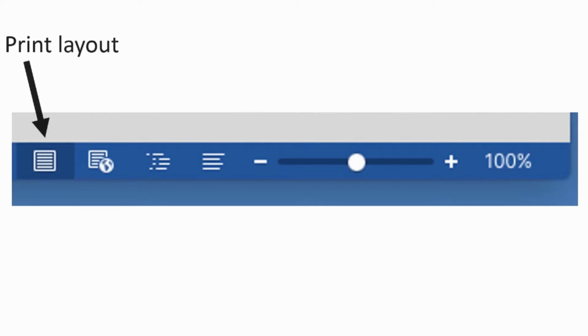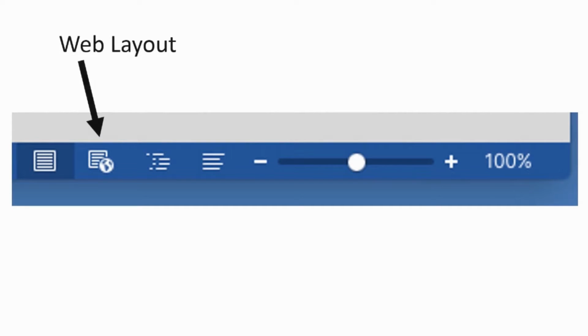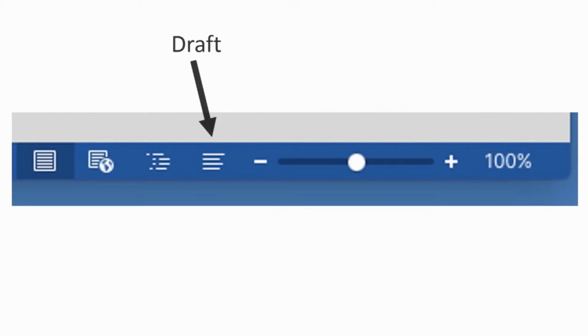The first icon is the print layout. The page is laid out visually as it will be printed. There's Web Layout if you're creating a document designed for the web. The outline and draft views we will go into more detail with in the hands-on courses. Finally, the zoom slider is in the same position and allows you to change the view or the size of the page you were working on.